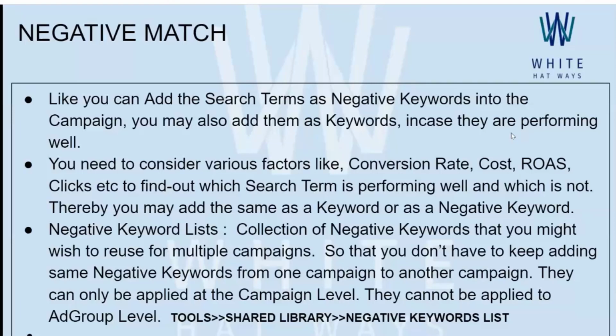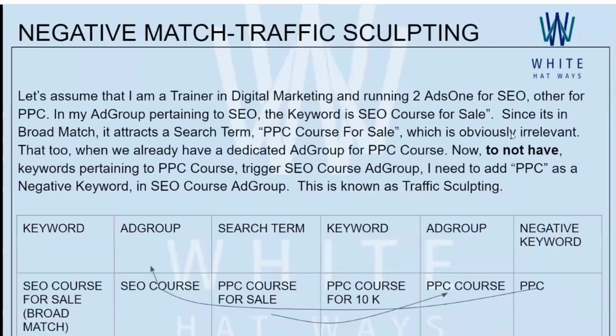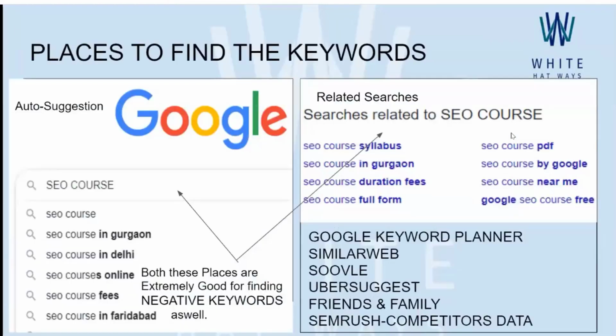Negative keywords list is a collection of negative keywords that you might wish to reuse for multiple campaigns. So where does it come? It comes under Tools and then Shared Library, and in Shared Library you go to Negative Keywords List. Learned it.